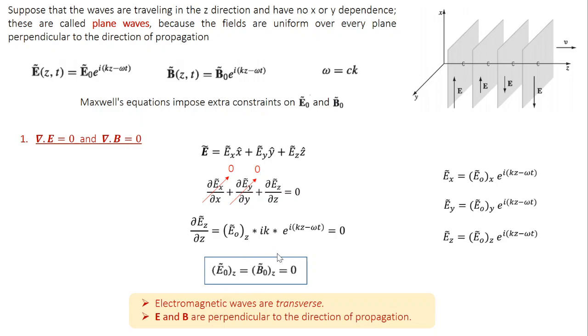When you have an electromagnetic wave traveling along the z direction, both electric field and magnetic field do not have components along the z direction. Only components of electric field and magnetic field are perpendicular to the propagation direction. In other words, electromagnetic wave is transverse. You may think that this is an obvious result. I just want to emphasize the fact that the transverse nature of the electromagnetic wave is a consequence of Maxwell's equation.